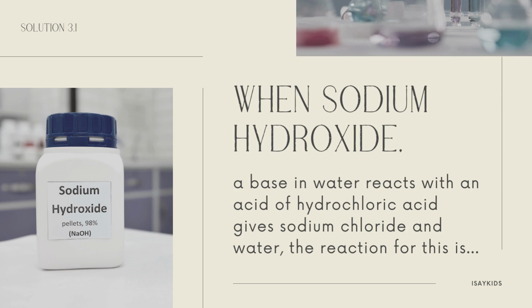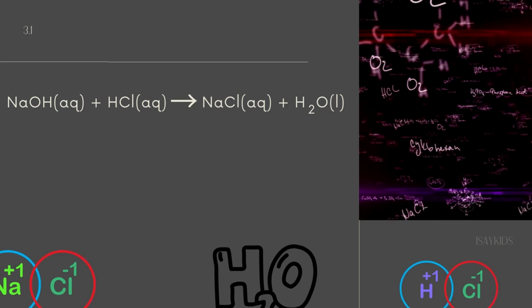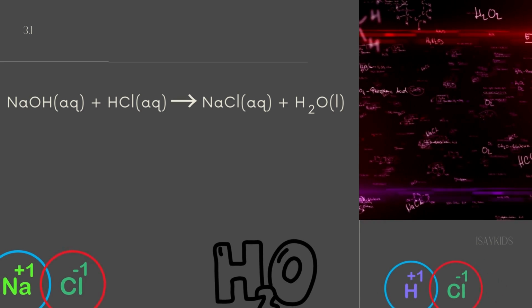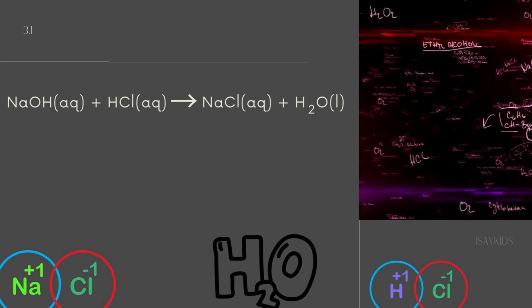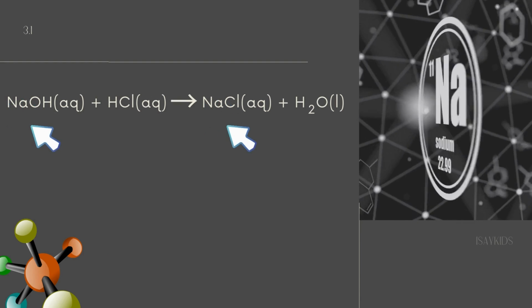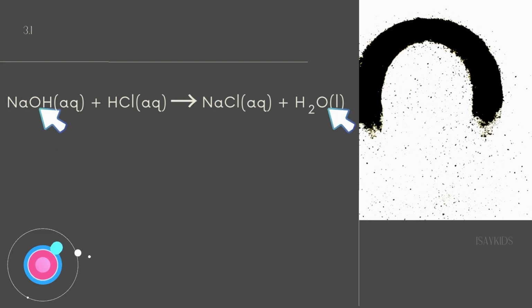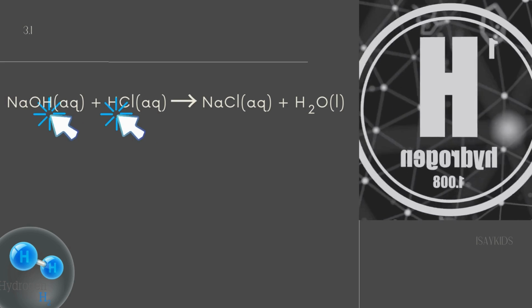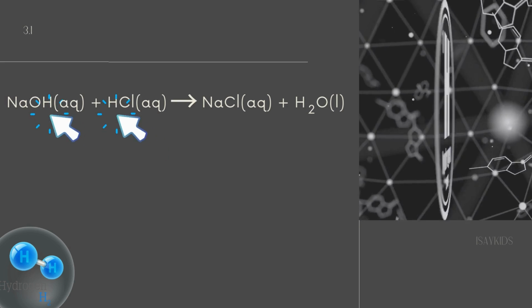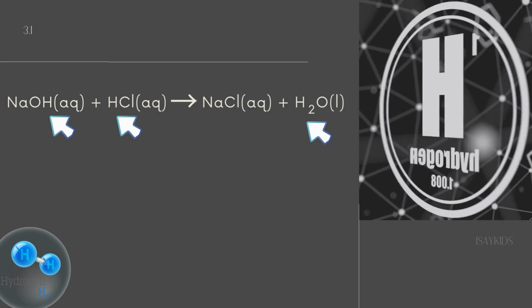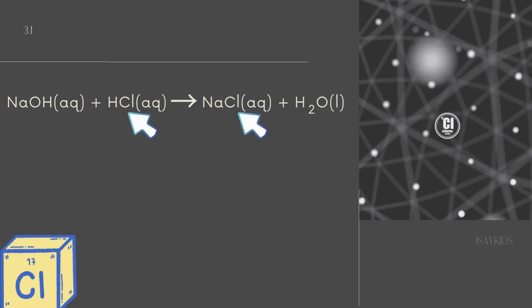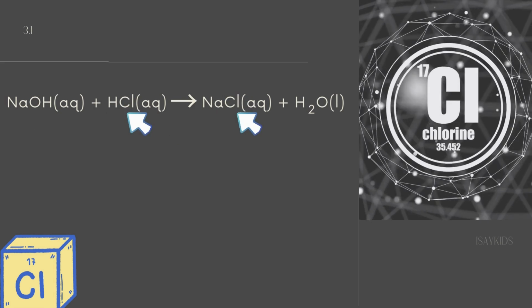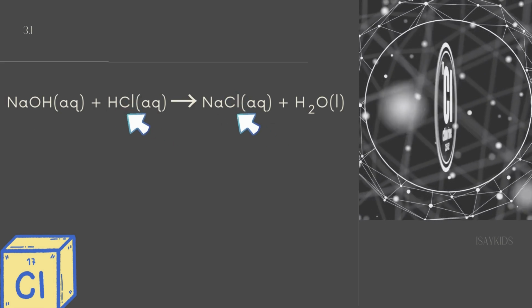When sodium hydroxide, a base, in water reacts with an acid, hydrochloric acid, it gives sodium chloride and water. The reaction is NaOH plus HCl gives NaCl plus H2O. As we can see, the number of sodium atoms is 1 on each side. Oxygen is also 1. Hydrogen is 1 plus 1, that is 2 on the left hand side and also 2 on the right hand side. And chlorine is 1 on each side. Hence, the equation is balanced.